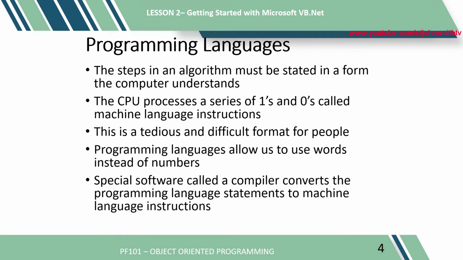What are the roles of programming languages? The steps in an algorithm must be stated in a form the computer understands. The CPU processes a series of 1s and 0s called machine language instructions. This is a tedious and difficult format for people. Programming languages allow us to use words instead of numbers. Special software called a compiler converts the programming language statements to machine language instructions.